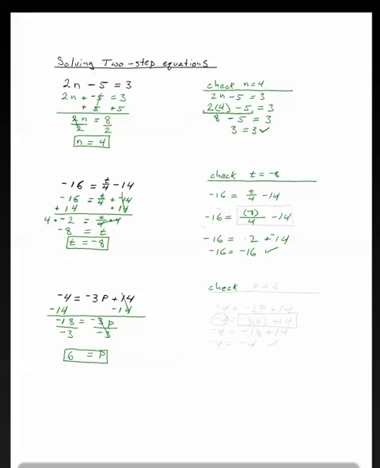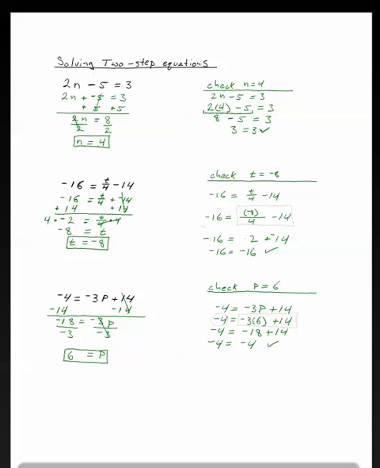Finally, we're going to check our third one. And we said that p should equal 6. Our equation was negative 4 equals negative 3p plus 14. Replace our variable with a set of empty parentheses, and inside that empty parentheses, we plug in our solution. p equals 6, so we plug in 6. So we get negative 4 equals negative 3 times 6, which is negative 18, plus 14. So negative 4 equals negative 18 plus 14, which is negative 4.